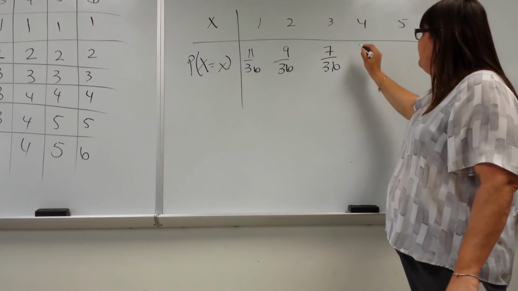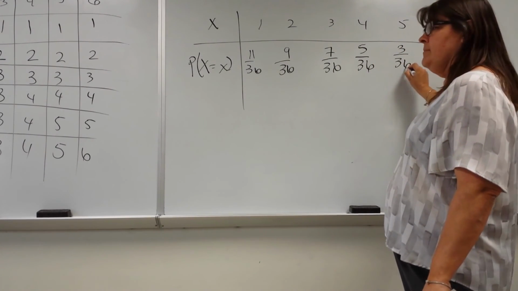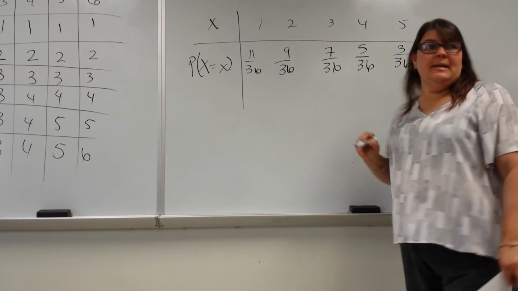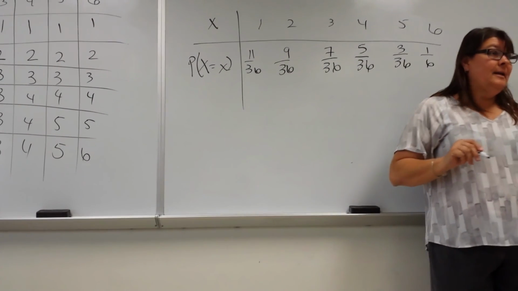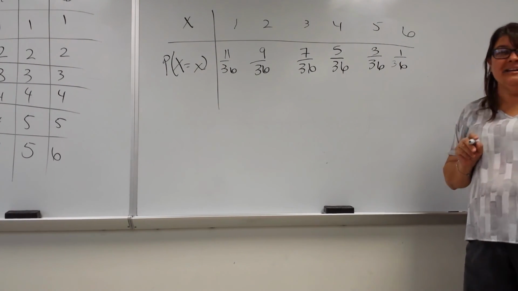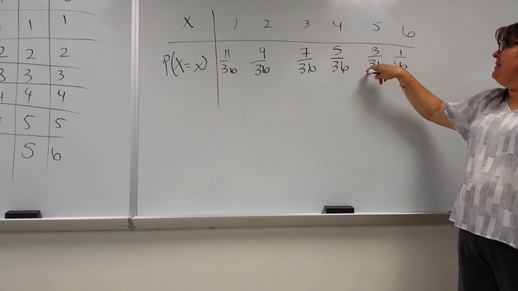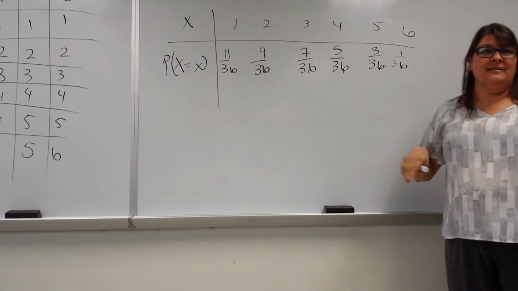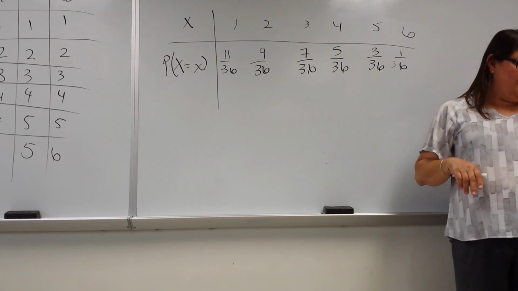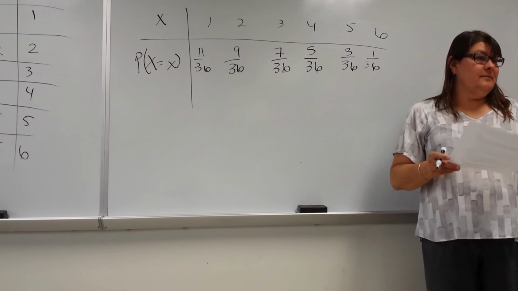5 out of 36. 3. And then, what should they add up to? 1. And do they? 36 out of 36. Let me fix that: 11, 20, 27, 32, 35, 36 out of 36. Are we good? So our construction of the probability distribution table is done, okay?